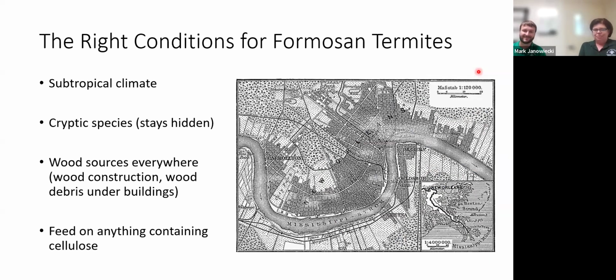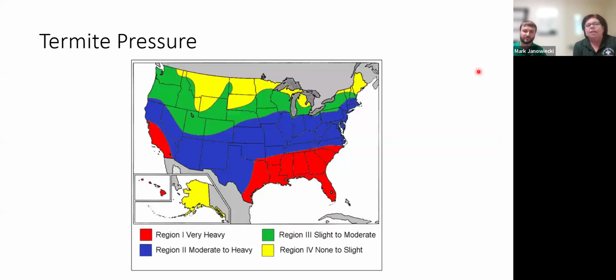We love to build things with wood. We have a lot of wood construction, a lot of historic wood construction as well. But on top of that, there's a lot of wood debris under our buildings. So when land is cleared or something is rebuilt, contractors aren't necessarily going to be removing all of the old wood debris before building right on top of it. And of course, these termites are going to feed on anything containing cellulose, which means that there is a lot of termite pressure here in Louisiana.